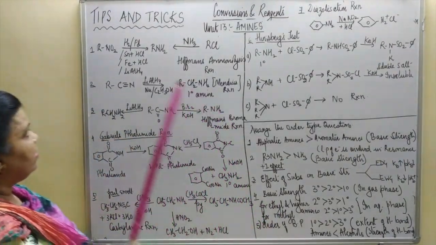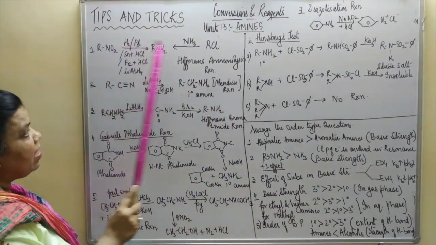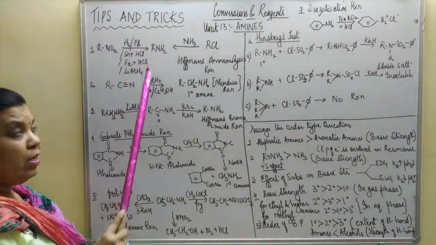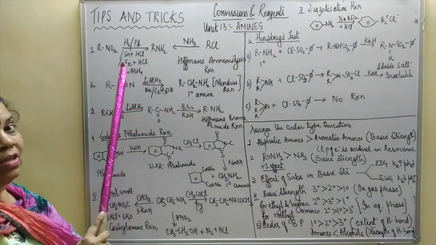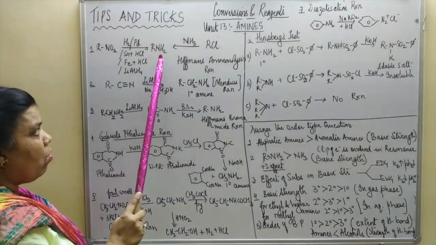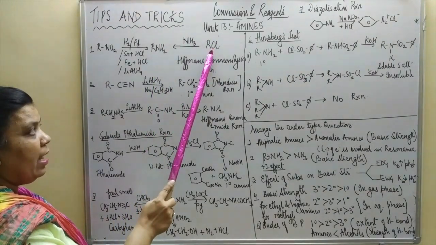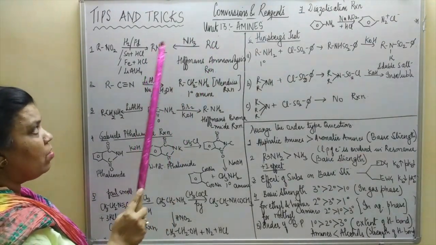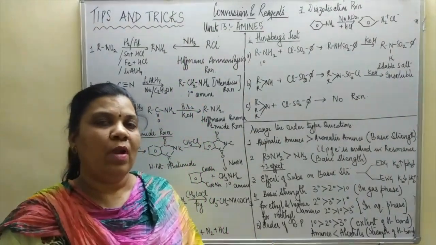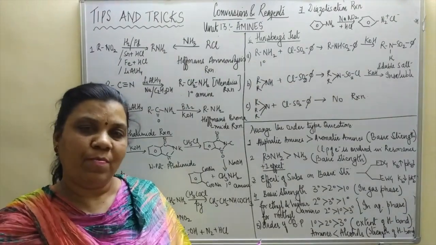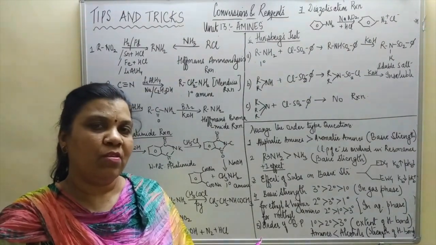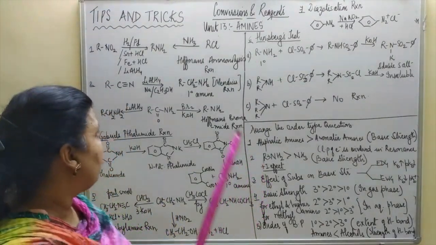So let's get started. So nitro compounds can be converted to amino compounds by the process of reduction. When you treat the nitro compounds with any reducing agent, you can convert them into amino compounds. Also, remember that alkyl halides can be converted to amines on treatment with ammonia, and this reaction is called Hofmann's ammonolysis reaction. Alkyl halides to amines by treatment with ammonia. The name of the reaction is Hofmann's ammonolysis reaction.